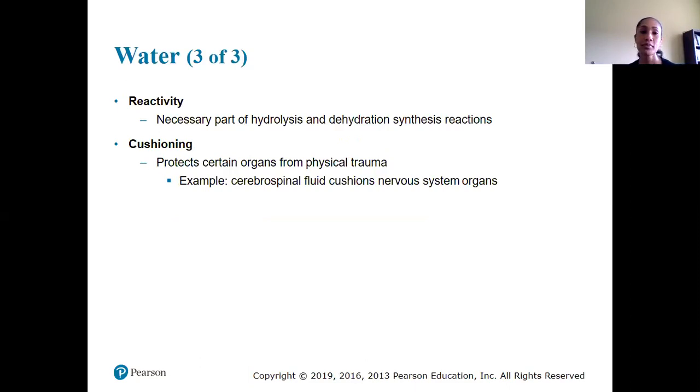Dehydration synthesis is forming a larger molecule, and in the process of forming that larger molecule, you are releasing water. So because essentially every reaction that we have within our cells requires water, water is very reactive. We're either using water to break apart a larger substance, hydrolysis, or we're forming a large substance and forming water in that process.